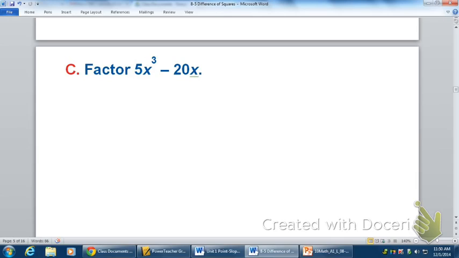So, next thing, let's see if we have a greatest common factor between these two numbers. Well, we do. We have a 5x, okay? Now, if I factored out a 5x from both of those numbers, what am I going to have left? I'm going to have x squared. And you're going to have a negative 4. Okay, good. Wait, where's 4? Wait, what?